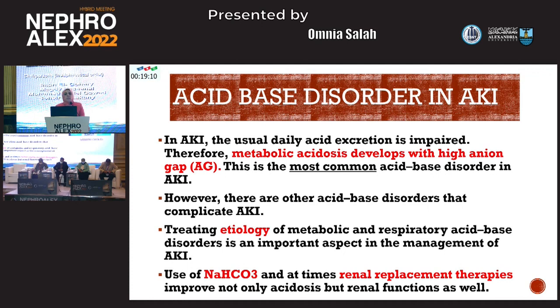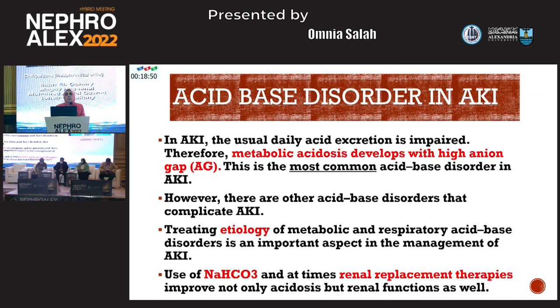First of all, the acid-base disorders in acute kidney injury. In acute kidney injury, the usual daily acid excretion is impaired. Therefore, metabolic acidosis develops, and usually its type is high anion gap. This is the most common acid-base disorder that occurs in patients with acute kidney injury. There are other types we will discuss in the next slide.